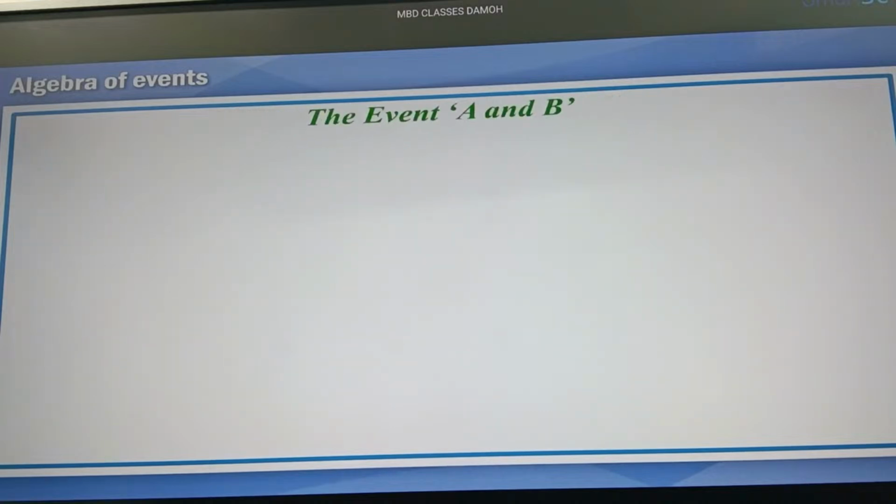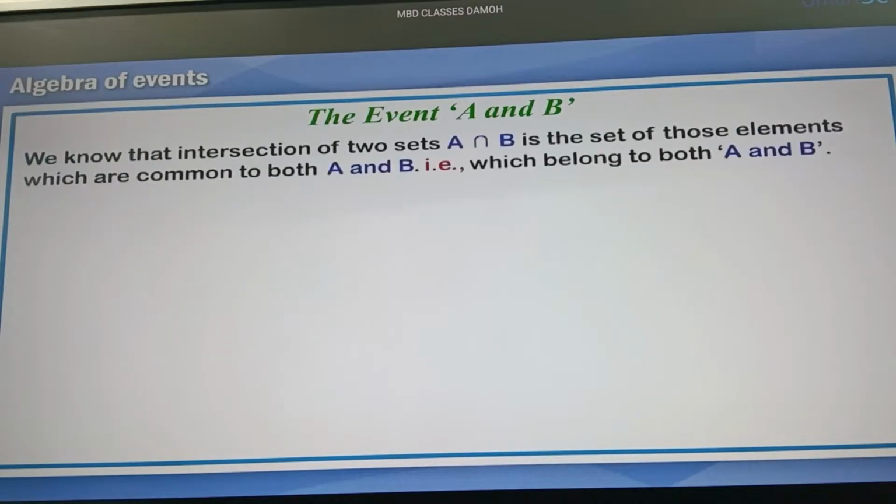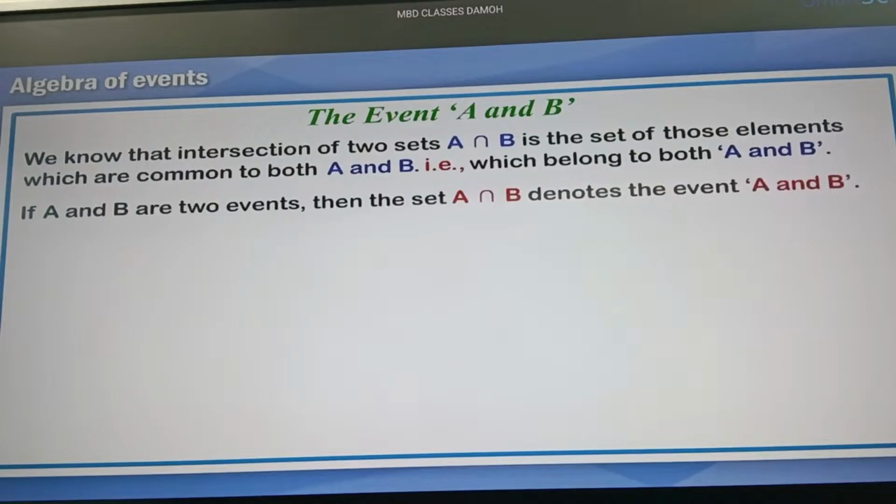Now let us learn about the scenario where we say the event A and B. We know that the intersection of two sets, A intersection B, is the set of those elements which are common to both A and B, that is, which belong both to A and B. If A and B are two events, then the set A intersection B denotes the event A and B. Thus, A intersection B is equal to omega, such that omega belongs to A and omega belongs to B.